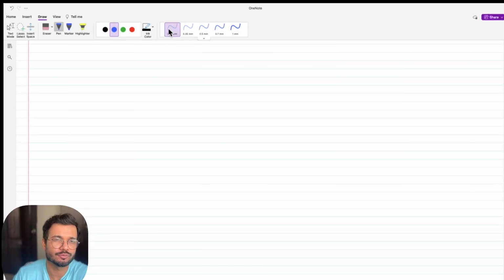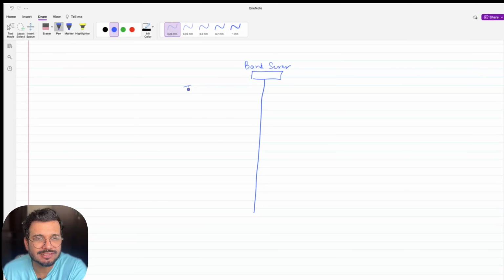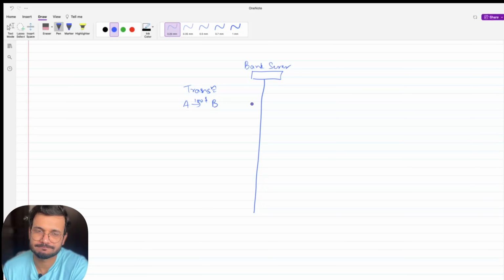Let me draw for you. So there's a bank server, and we'll draw some transactions. Now there's a transaction 1 that is happening, where A transfers $100 to B. So there will be two operations in here. One is A minus $100 and B plus $100.